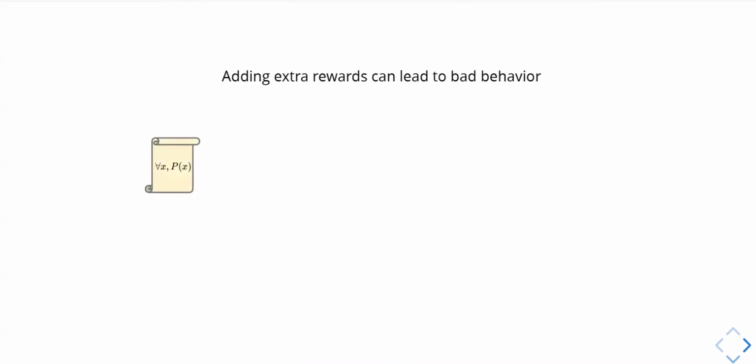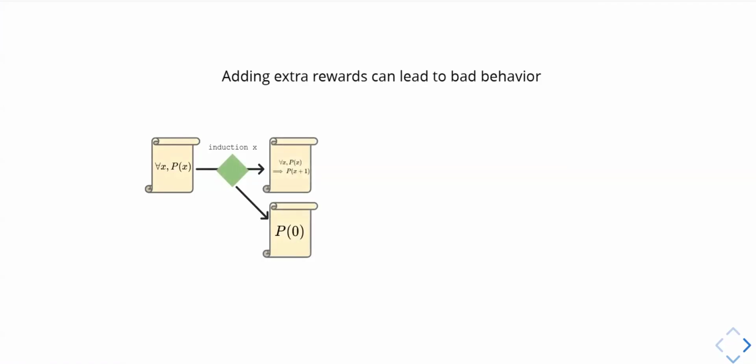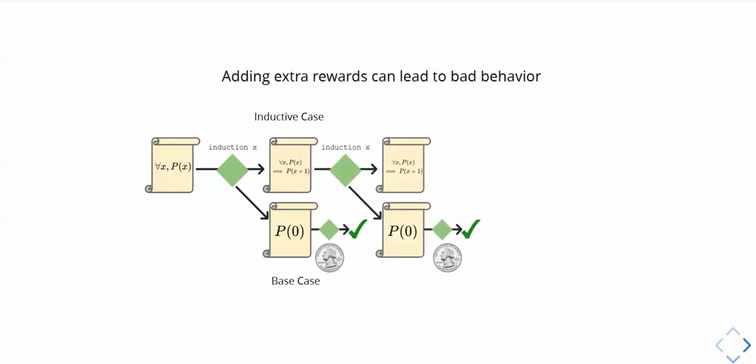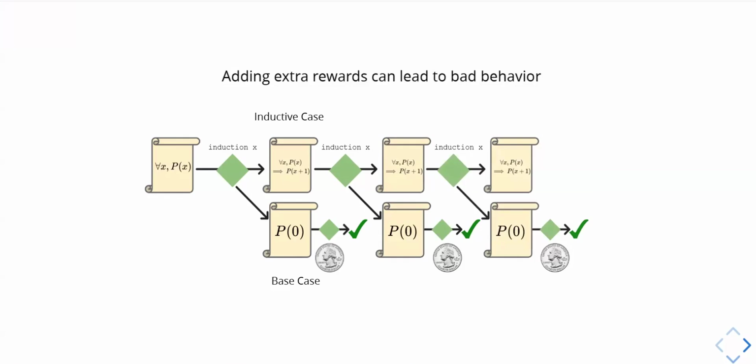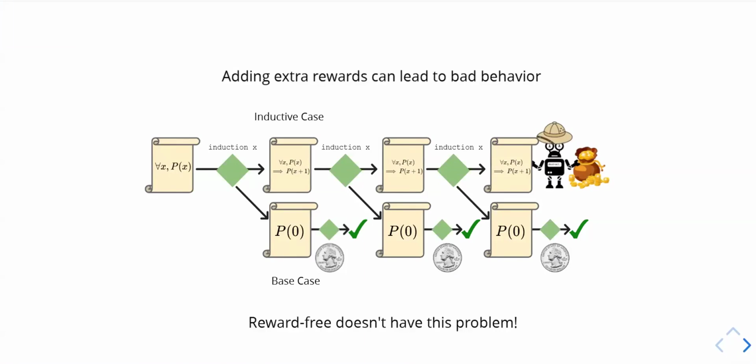So for example, let's say you're trying to prove for all x, P of x, and your agent decides to do induction. So far, so good. We have a base case and an inductive case, and base cases are generally pretty easy to prove. So we're going to be able to prove that base case and get a reward. But then your agent might decide, let's do induction again. And you get about the same base case and about the same inductive case and another reward. And again, and you can keep doing this to have an agent that gets a lot of rewards, feels really good about itself, but it hasn't actually made any progress. So that's not what you want. And that's why our strategy is reward-free, because it doesn't have this problem.